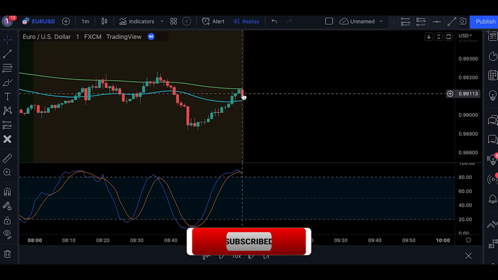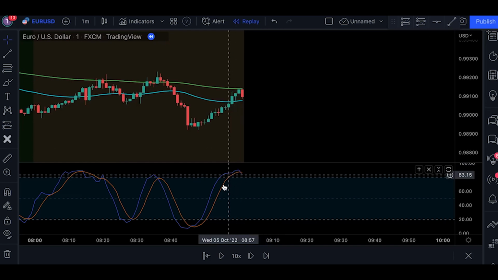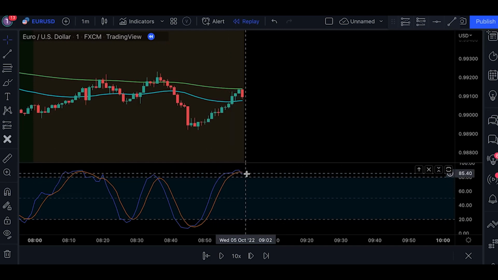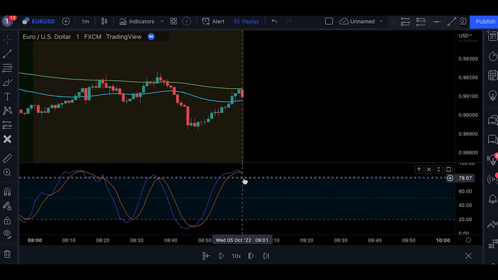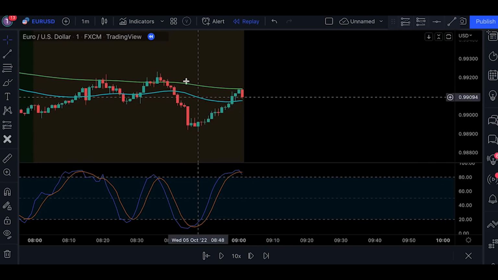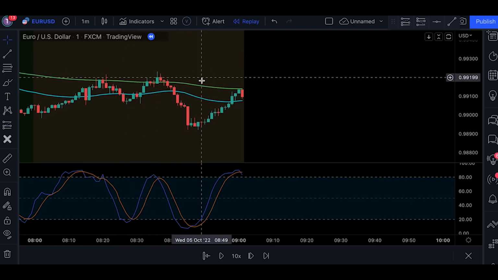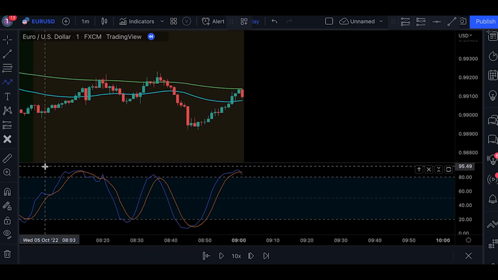Third, the stochastic indicator must get overbought, and the orange line must cross above the blue line. The cross needs to happen either in the overbought area or really close to it. Fourth, during this pullback, the price action must not break above the previous key level of resistance. So a perfect setup looks something like this.